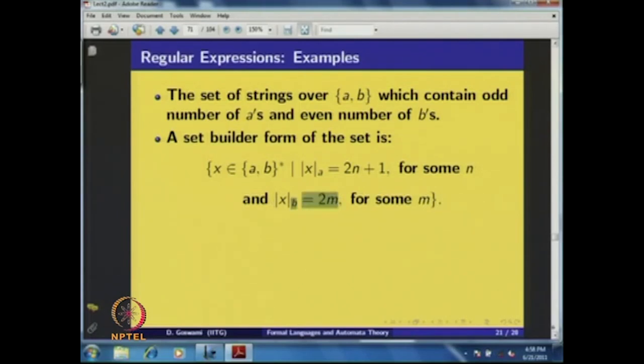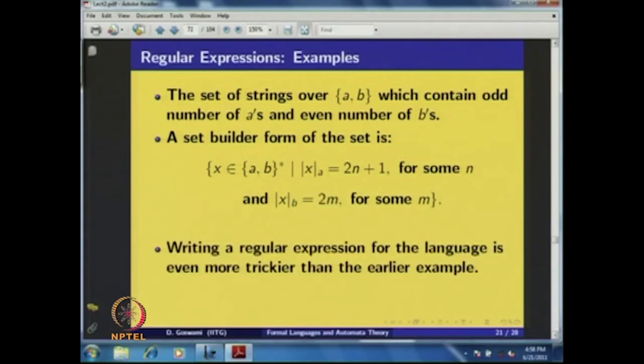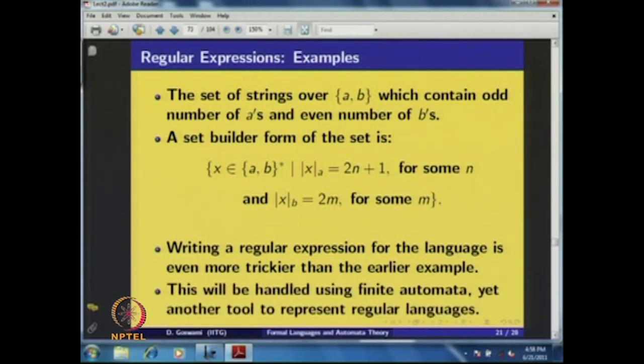Writing a regular expression for these languages is more tricky than the previous example. And we can use some other tool, like say Finite Automata, to construct or to accept this kind of languages. This Finite Automata is yet another tool to represent regular languages.